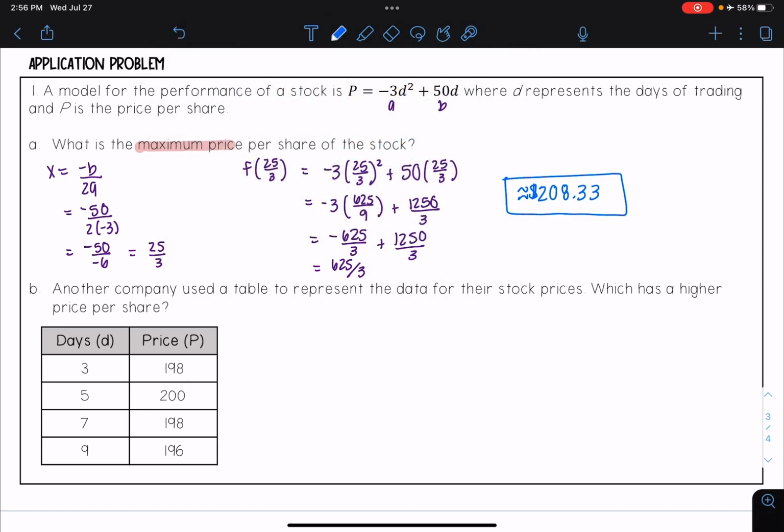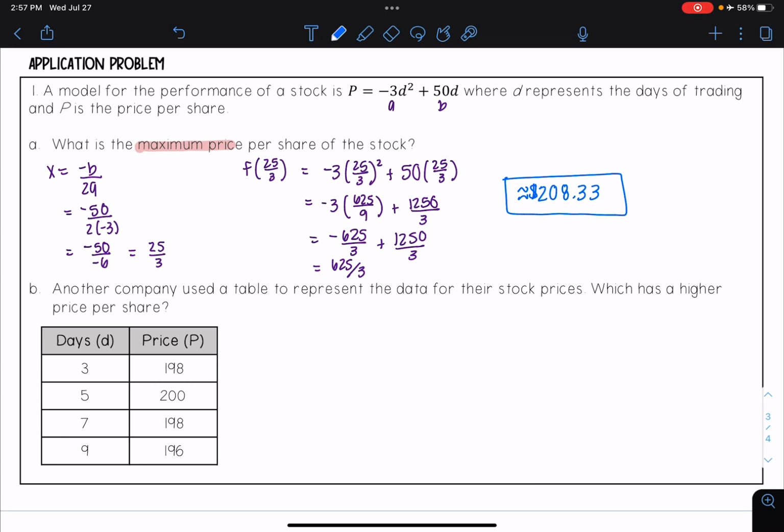Okay, now part B says another company used a table to represent the data for their stock prices, which has a higher price per share. So looking at this table, I see after 3 days, the price is 198. After 5 days, the price is 200. After 7 days, it's back to 198. And after 9 days it's 196.